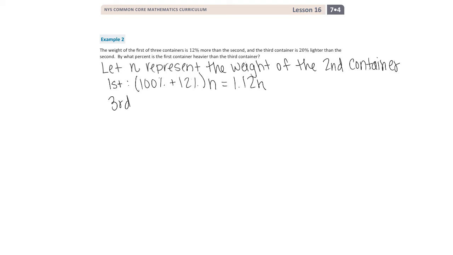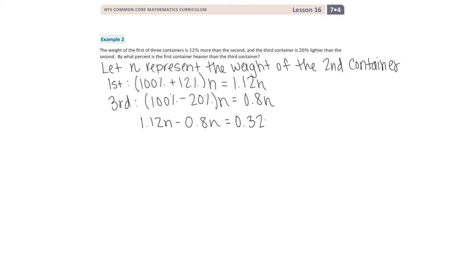Now the third container is going to be the 100% minus the 20% N from the second container, and so we're going to get 0.8 N for the third container. Now to find the difference, we're going to take the first container minus the third container. So we're going to have 1.12 N minus 0.8 N. Because they're like terms, we can go ahead and combine them. So we're going to subtract, and that's going to give us 0.32 N.